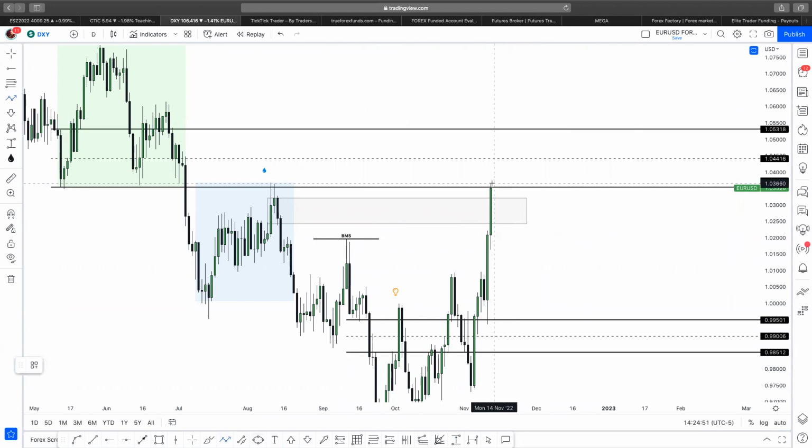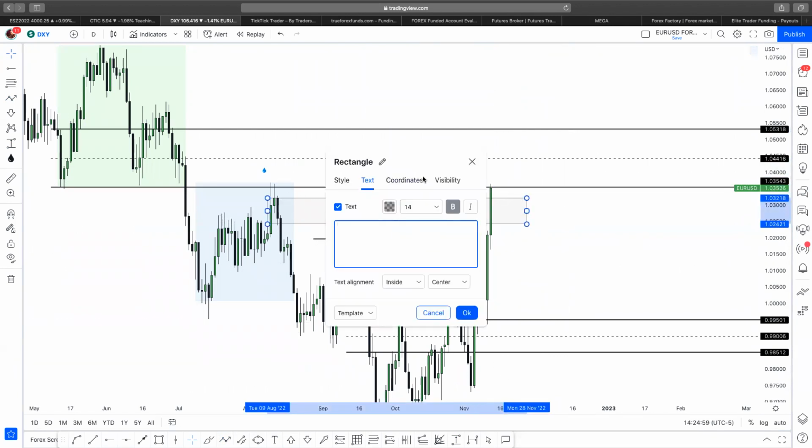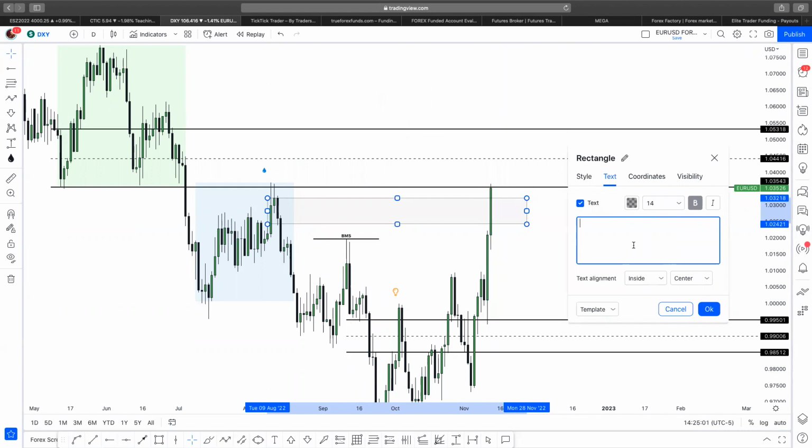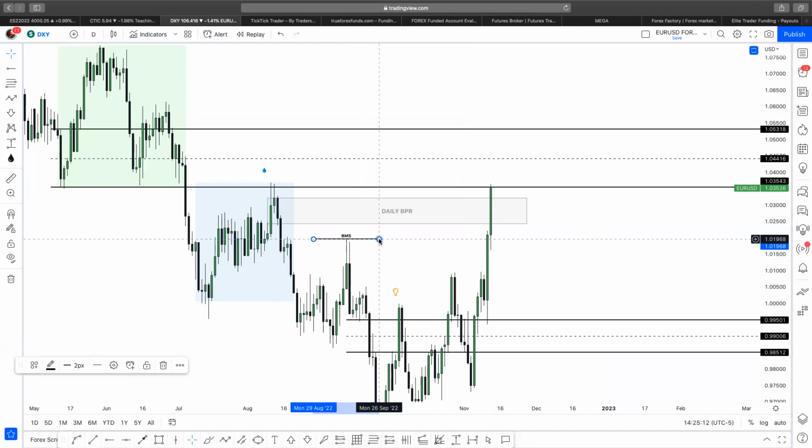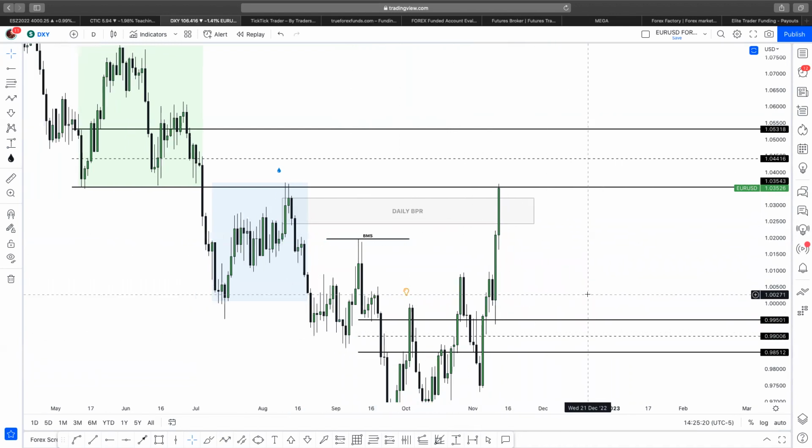You can see this on Monday, a Monday move like this, and that's good pips. So I'm going to go ahead and just say, hey, we're going to call this daily BPR inside in the center, right? We don't want to see it break this old high here, because if that happens, that's indication that we're trading lower for the week.